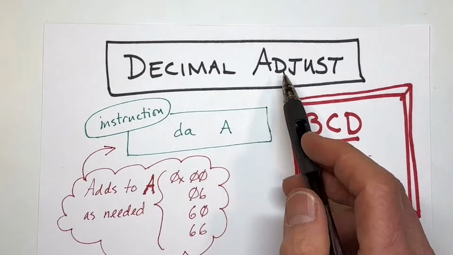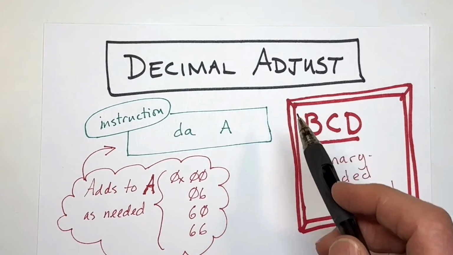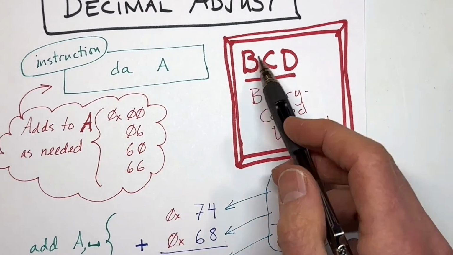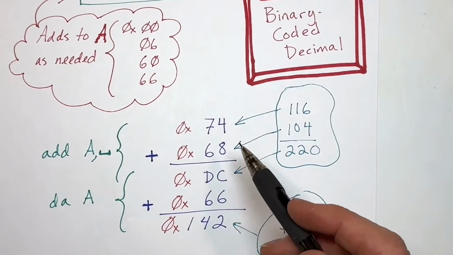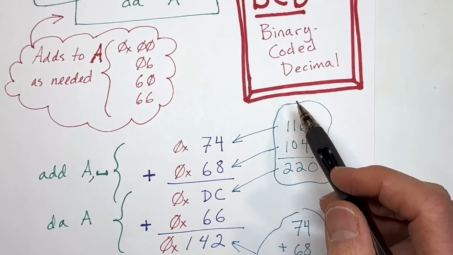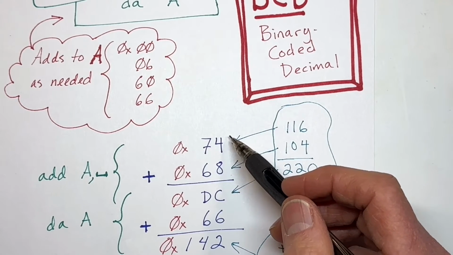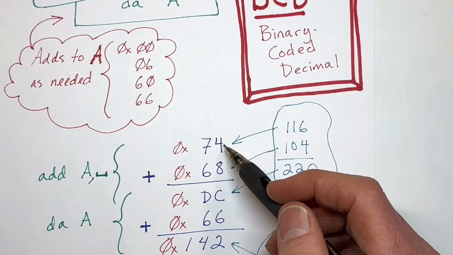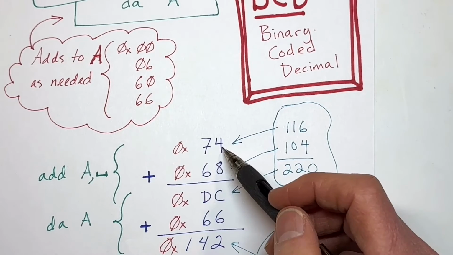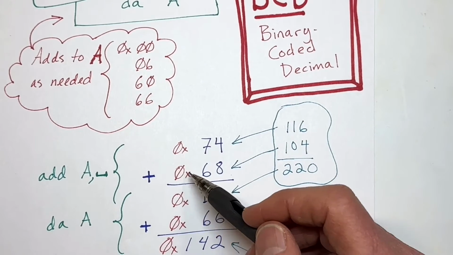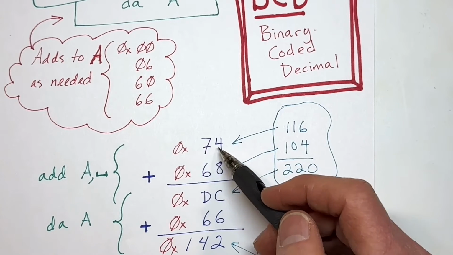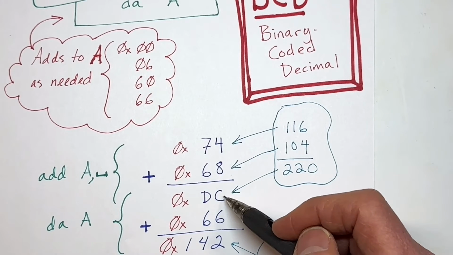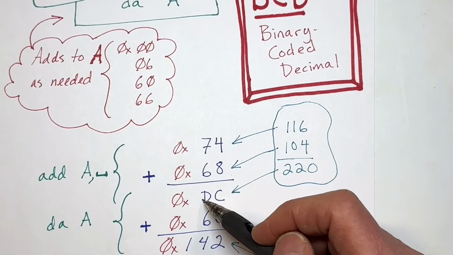Before that, I want to mention the decimal adjust instruction. The decimal adjust instruction works with binary coded decimal. And so let me remind you what binary coded decimal is. This is a technique for storing decimal numbers using bits. So let's imagine that you've got hex 74 and hex 68. If we interpret those as hex numbers and we add them according to binary arithmetic, we'd get hex DC.